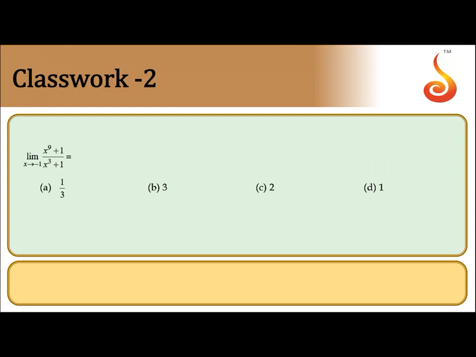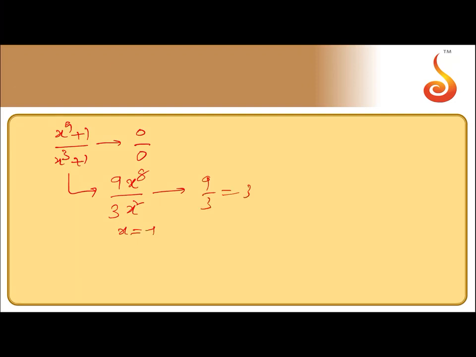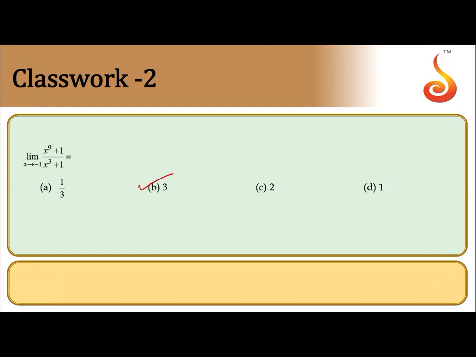Coming to the next one: limit as x tends to minus 1, x to the power of 9 plus 1 divided by x cube plus 1. Substituting x is minus 1, this will be in the form of 0 by 0. Whenever you find a 0 by 0 form, you can go for the separate differentiation method. Differentiating the numerator gives 9x power 8 divided by 3x square. When you substitute x equals minus 1, you will get 9 by 3. So the answer is 3.